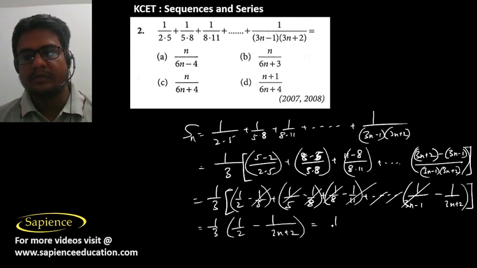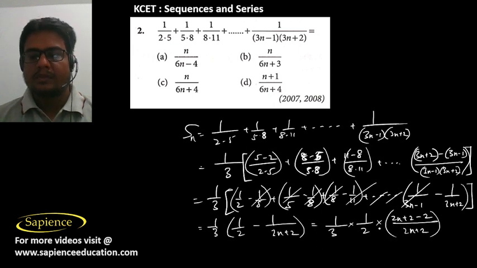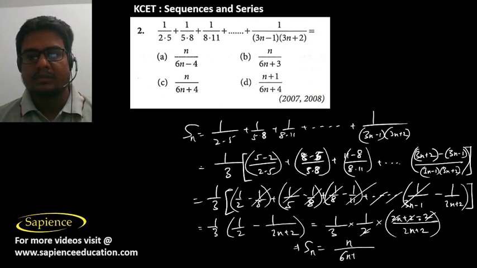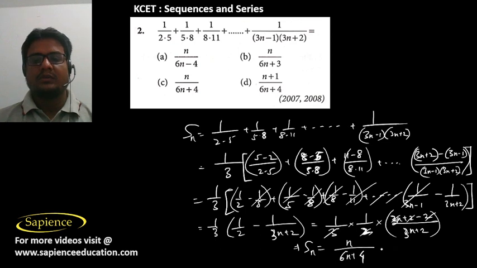So if we simplify it, then we will get 1 by 3 into 1 by 2, and this will be (2n plus 2 minus 2) by (2n plus 2). So 2 and 2 will cancel, 2 and 2 will cancel. So Sn is equal to n by 3 into (3n plus 2) minus 2, so 3 and 3 will cancel, 2 will not cancel. So 2 3 is 6, 6n plus 4. So this is the answer. So option C is the correct answer.